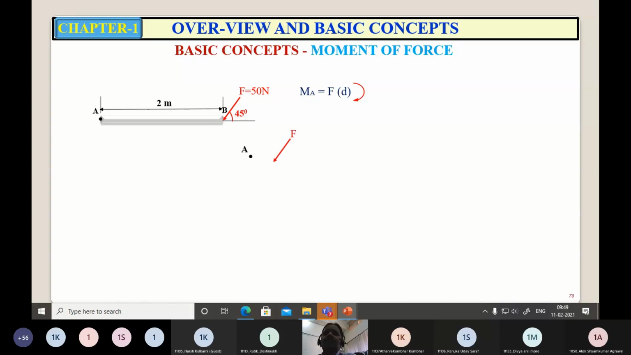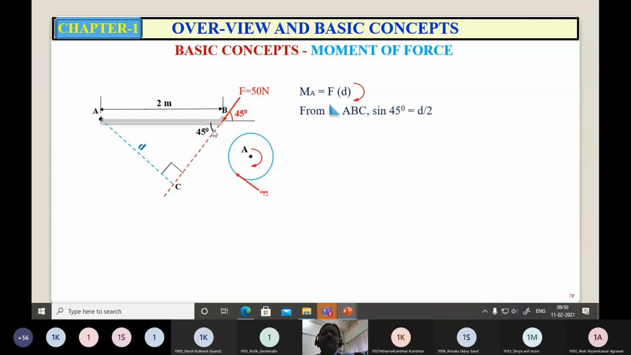And what is the sense of this moment of force about point A? If you observe this, the force is tending to rotate the body in clockwise direction. So the moment center is point A. The force is acting here. Now the force is tending to rotate the body in clockwise direction, so the sense of moment is clockwise. Now it is the line of action. We are drawing a perpendicular from point A. Say D is the perpendicular distance. So in this F into D, here D is this perpendicular distance from the line of action of the force. So from the right angle triangle ABC, we have sine 45 is equal to opposite side D by hypotenuse 2. So that gives you D is equal to 2 sine 45.